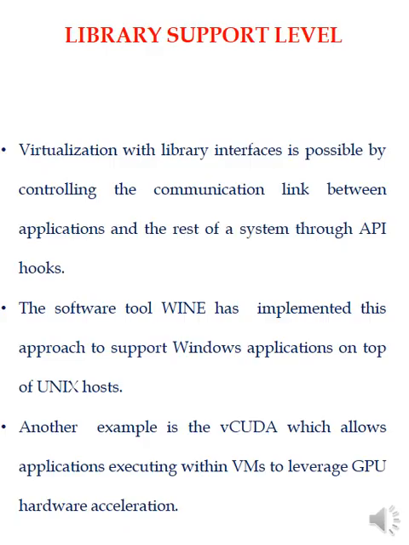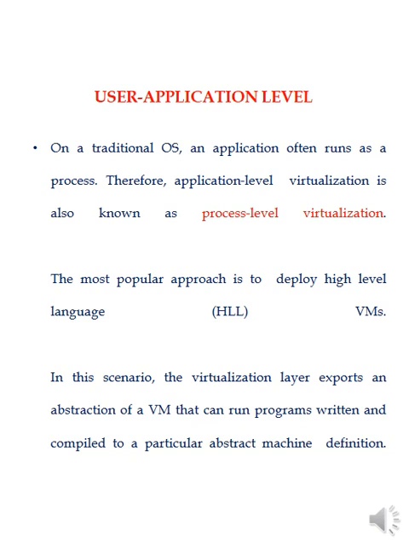So library support level virtualization with library interfaces is possible, controlling the communication link between application and the rest of the system through API hooks. The software tool Wine has implemented this approach to support virtual Windows applications on top of a Unix host. Another example is vCUDA, which allows applications executing within the virtual machine to leverage GPU hardware acceleration. Then the user application level, where the application runs as a process.